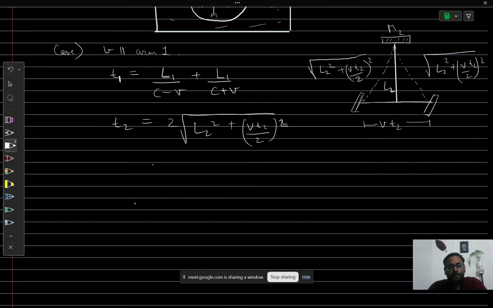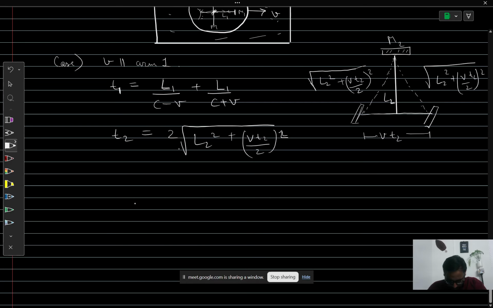Yeah, this can also be written as, when you find this is ct2 actually, because it is the distance traveled by the light in time t2. So when you find the t2 time, it will come out to be 2L2 by c by the square root of 1 minus v squared by c squared. Okay, this is my t1 and this is my t2.